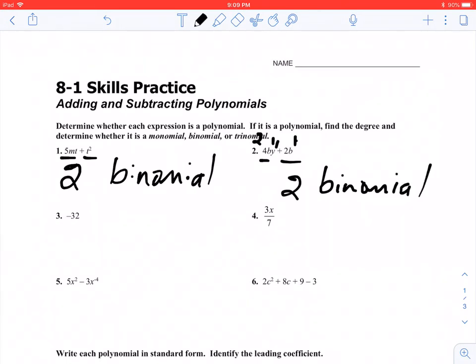Now, number 3 is just an individual number, 32. That's a constant. Any constant has a power of 0, therefore the degree of this would be 0. So no matter what number it is, if there's just a number with no variable, the degree is going to be 0. And since there's only one term, this is a monomial.